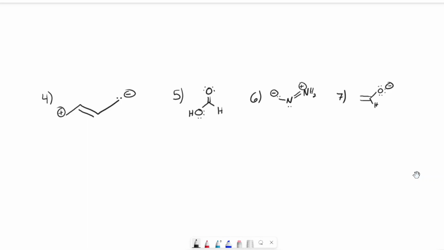For these next 4, I have drawn them in their bond line form, which makes it a little bit more tricky. We have to remember where the hydrogens are on these carbons. For number 4, we see that we have a positive down here on this carbon and a negative up here on this carbon. The only things that we would be able to move are the lone pair and the double bond. Now, in general, we like to move things from negative to positive. So I'm going to move this down here.